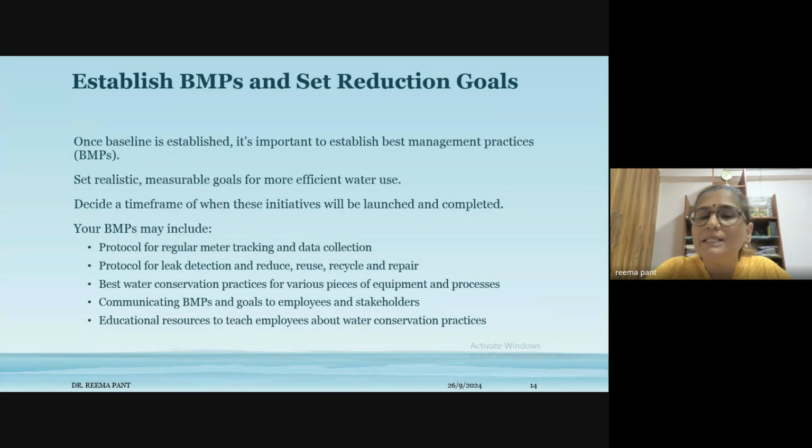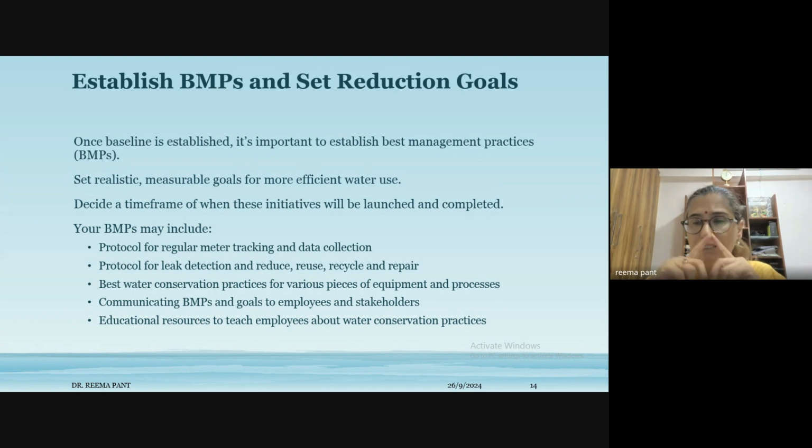Now, BMP is best management practices. So what do you do? Now, I have got everything. I have seen my entire institute. I've counted everything. I've seen where all the water is going. Now I start looking for what I can do to make it more efficient. So then I decide a time frame.